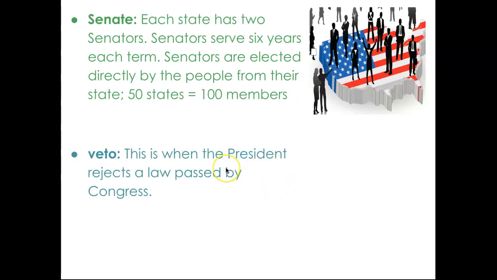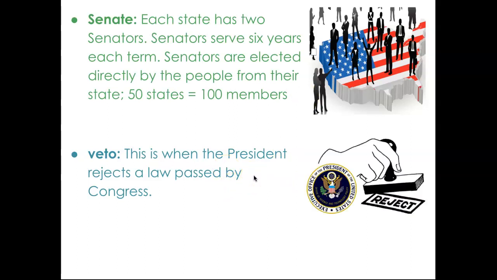And veto. This is when the president rejects a law that is passed by Congress. So this is one of the powers that he has. He can veto, reject, or deny a law. And if he does this, Congress has to go back and fix it or try again. And so this is one of the powers that the executive branch or the president has.